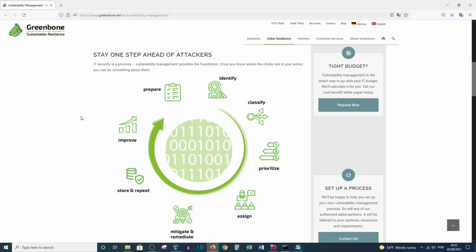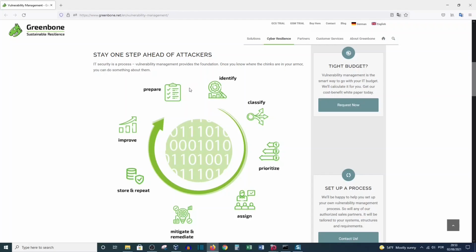So IT security is a process. And to protect our system, our organization, we need to know our weakness. So when we know our weakness, we can protect our system. Now I want to explain to you the life cycle of vulnerability in Greenbone Vulnerability Manager.